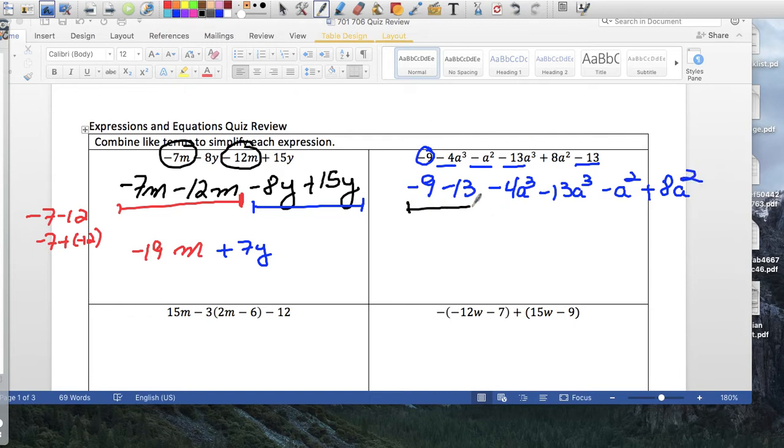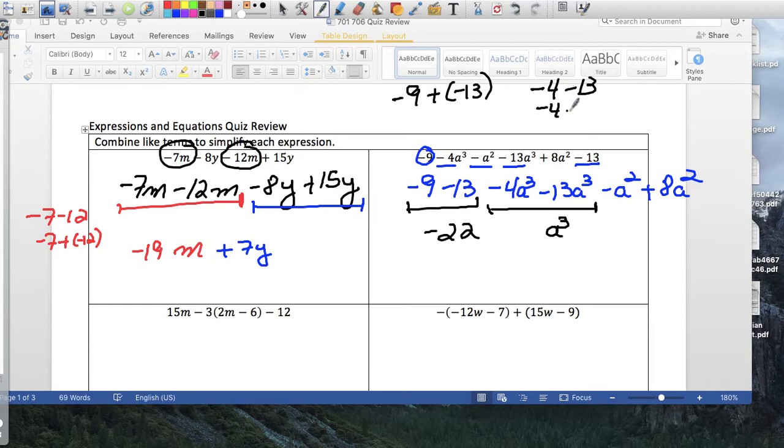So let's think about these two. Negative 9 and negative 13 is the same thing as negative 9 plus negative 13. They're both negatives, friendly, right? So it's going to be negative 22, just a bunch more negatives together. Second part is this one. Oh, it's negative 4a cubed minus 13a cubed. So leave the variables alone. So I know it's going to be something a cubed. So it's negative 4 and minus 13. So you can rewrite this as an addition problem. Again, they're both negative. So negative 4 and negative 13 is negative 17a cubed.